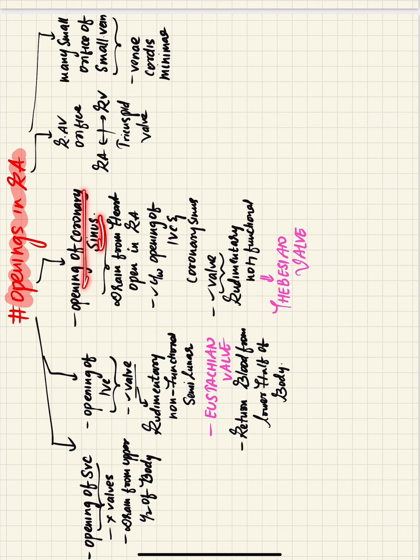Opening of the coronary sinus, which drains the blood from the heart into the right atrium. It is present between the openings of the inferior vena cava and the right atrioventricular orifice. It has a valve which is also rudimentary, called the Thebesian valve. Right atrioventricular orifice, a communication between the right atrium and right ventricle, which have a tricuspid valve between them. Many small orifices for the small veins called venae cordis minimae.